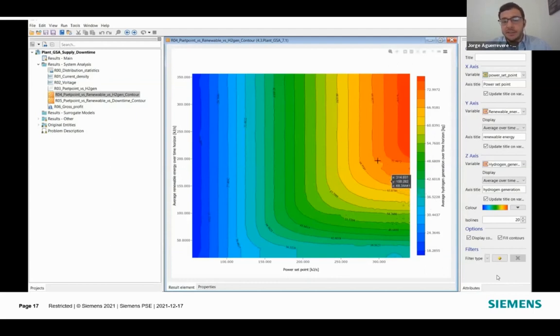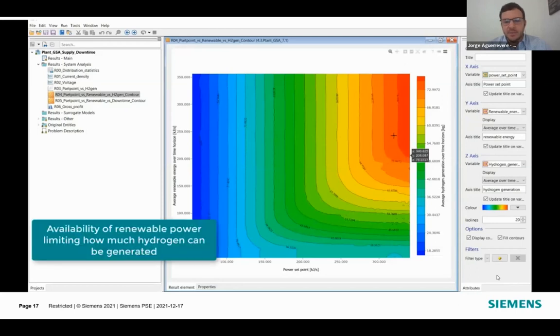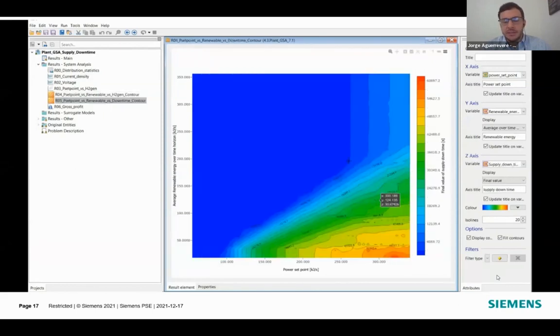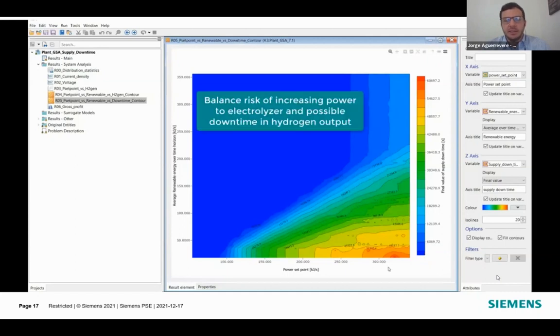In this case, you can see that in some cases, increasing the amount of power that you want to use in the system doesn't necessarily improve the hydrogen you deliver downstream, because sometimes that power is not available. So you can start to track how much you push your system and how much that increases the likelihood that you'll have downtime in the hydrogen supply to your downstream process.